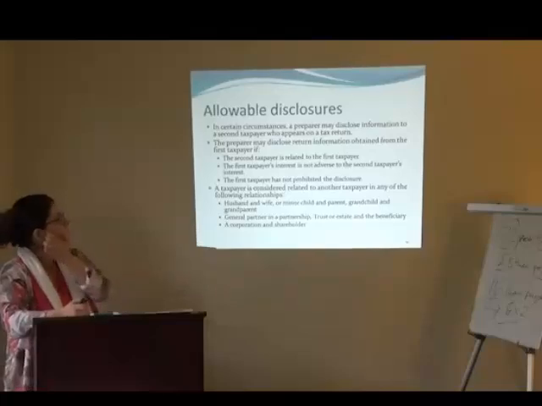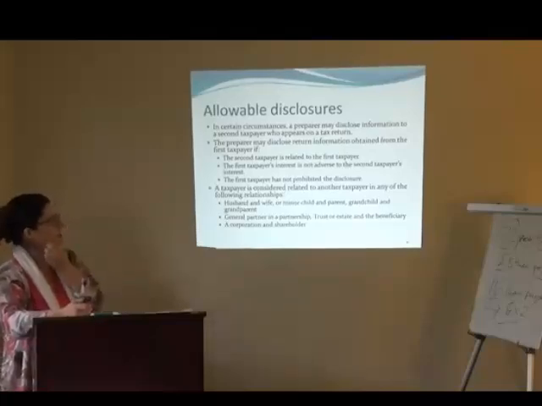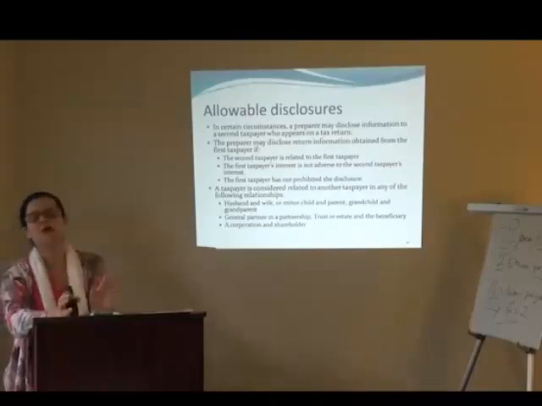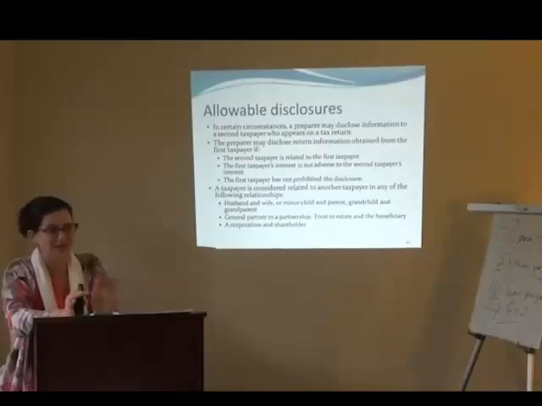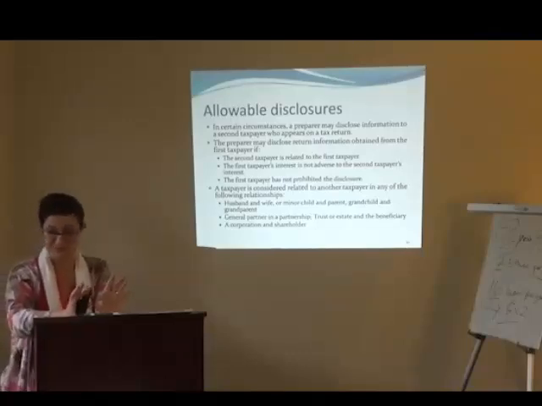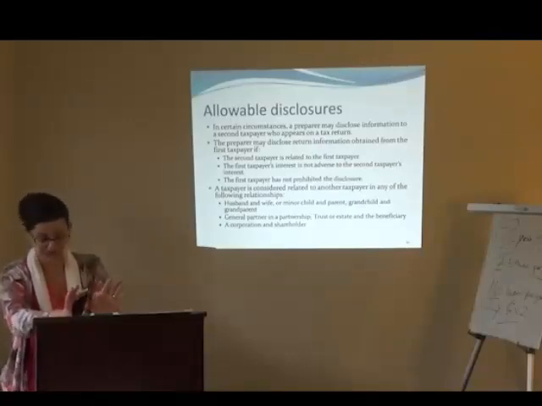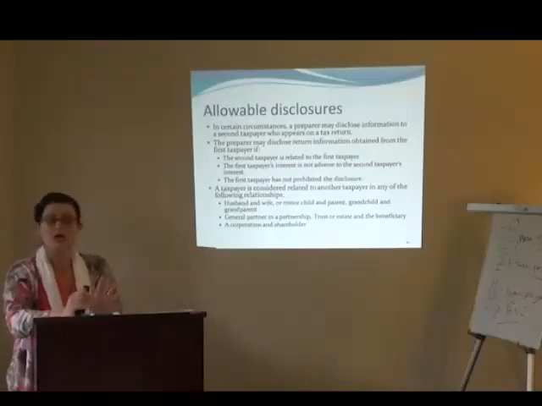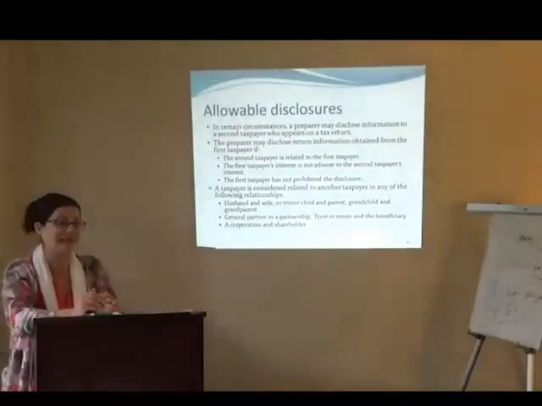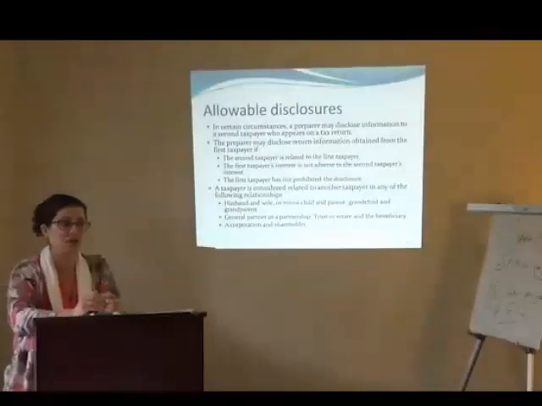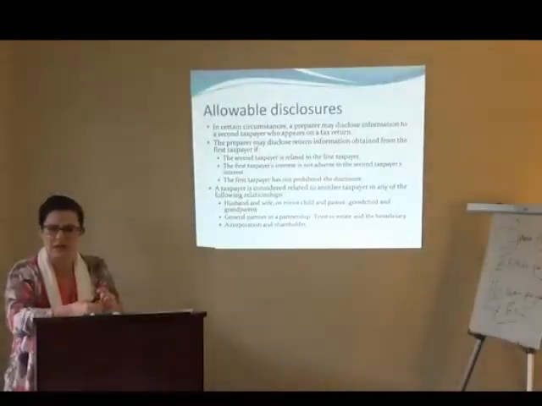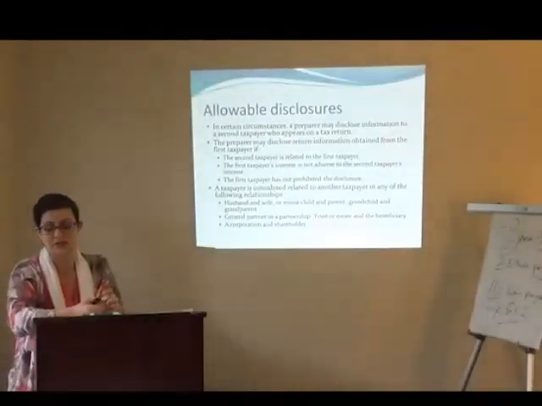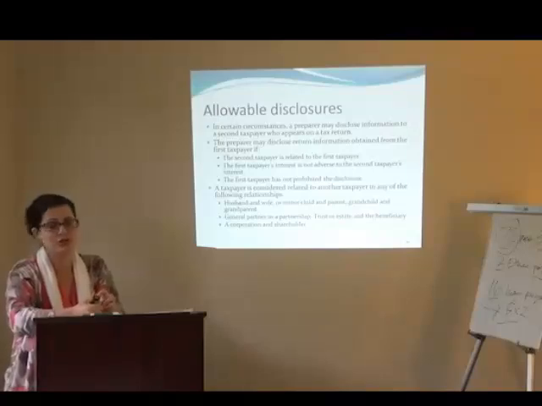Allowable disclosures. In certain circumstances, a preparer may disclose information to a second taxpayer. You can always disclose information to the IRS, right? If the IRS calls and asks, there is no penalty whatsoever if they want you to disclose to them. That's not what I'm talking about. You can also disclose to the police if they come and ask you, and there's no penalty for that either. Or if you get a court summons and a court order, you can always disclose, all right?